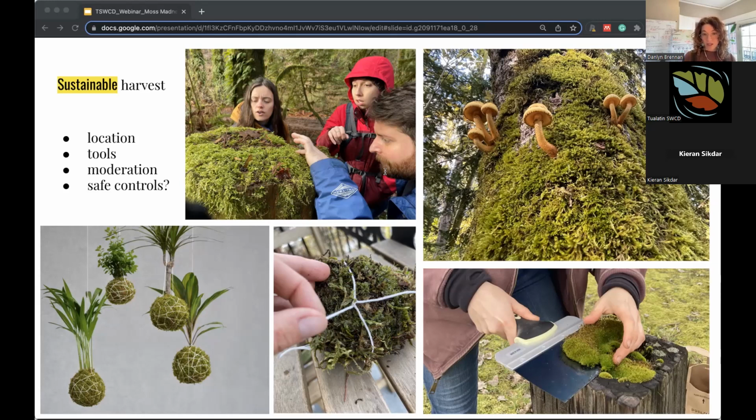So by following those guidelines, I think moss can be harvested and managed sustainably. So have fun mossing out there, incorporating them into your garden, or trying some kokedama as well.